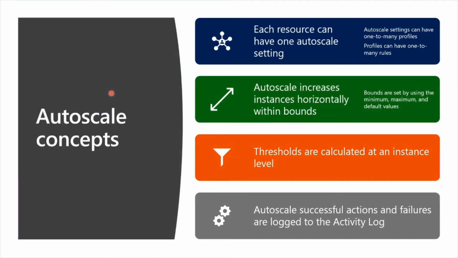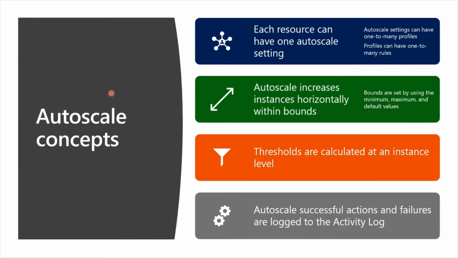Autoscale concepts. A resource can have only one autoscale setting. An autoscale setting can have one or more profiles, and each profile can have one or more autoscale rules. An autoscale setting scales instances horizontally, which is scale out by increasing the instances and scale in by decreasing the number of instances. An autoscale setting has a maximum, minimum, and default value of the instance that we saw already.